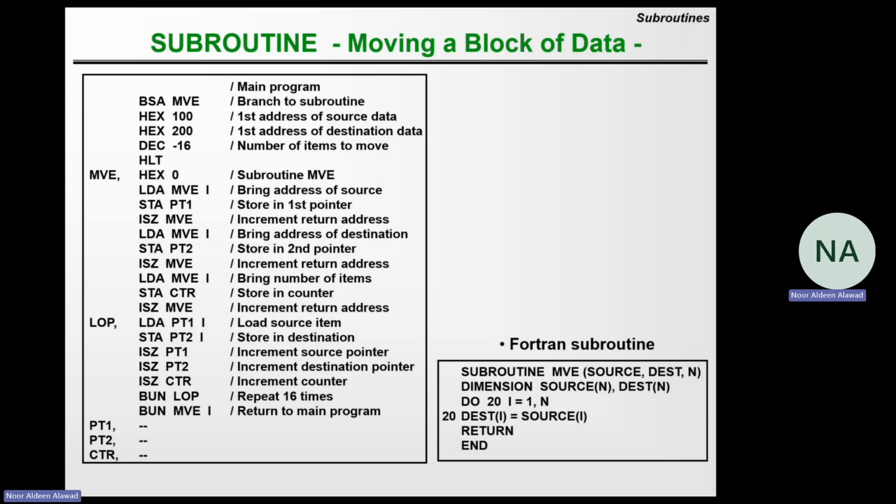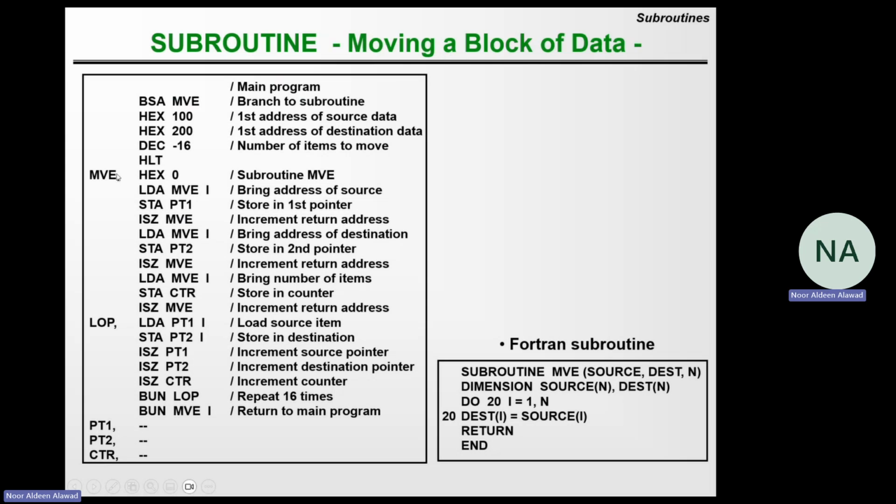Okay, PT1 contains the first address of the source data. Then increment the return address. I mean that the return address now will not be here. The return address will be the next instruction. So we are here, then we will be here after incrementing the return address. You can see. Then load MVI indirectly.